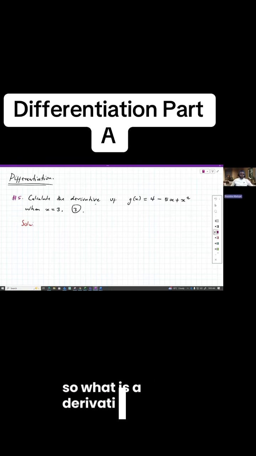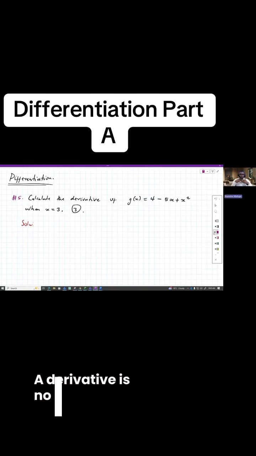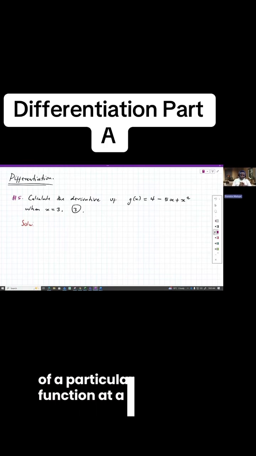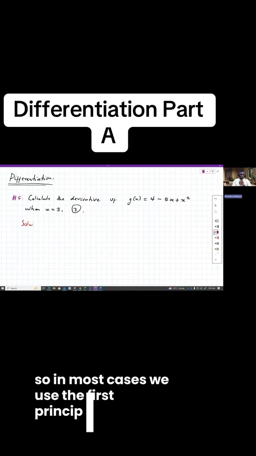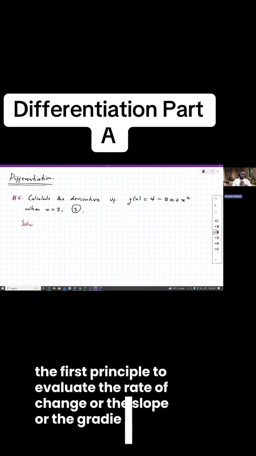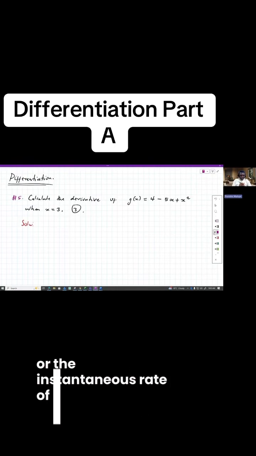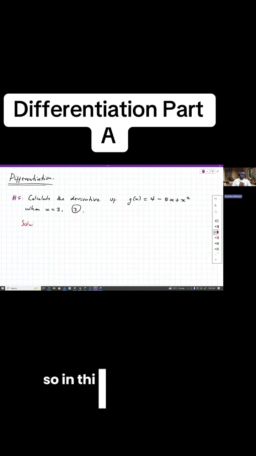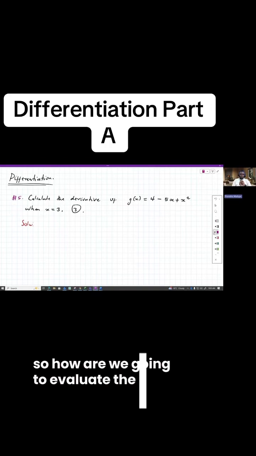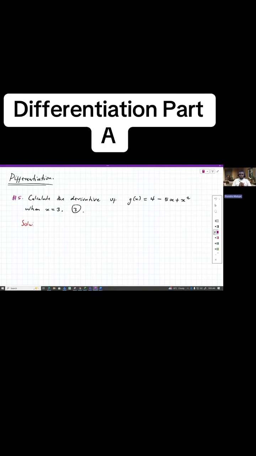Okay, so what is a derivative? A derivative is nothing but the rate of change of a particular function at a given point. Right. So in most cases, we use the first principle to evaluate the rate of change, or the slope, or the gradient, or the instantaneous rate of change of a function at a given point. So in this case, we are given a point there. So this implies that we are working on an instantaneous rate of change. So how are we going to evaluate the derivative of this polynomial function?